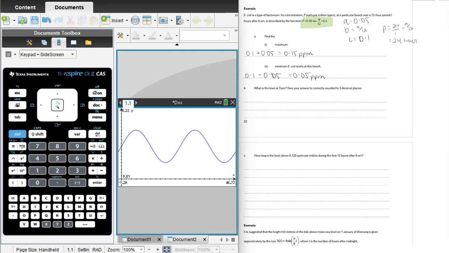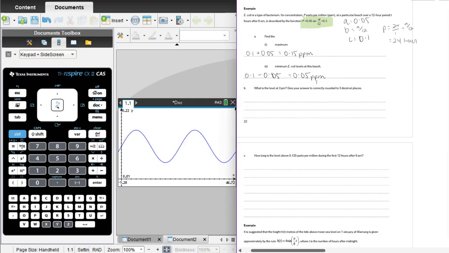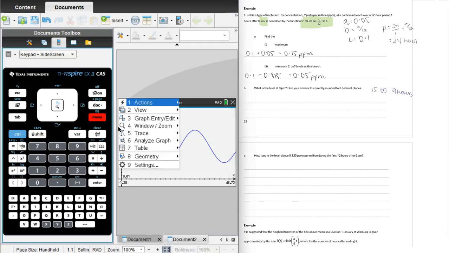Now, the first question is asking what the value is at 3 p.m. Remember that we're working with hours after 6 a.m. That's something really important to highlight there, and that 3 p.m. is actually the same as 15 o'clock. So we're looking at 9 hours after the fact, okay? So that means I want to find out what happens when my x is equal to 9.